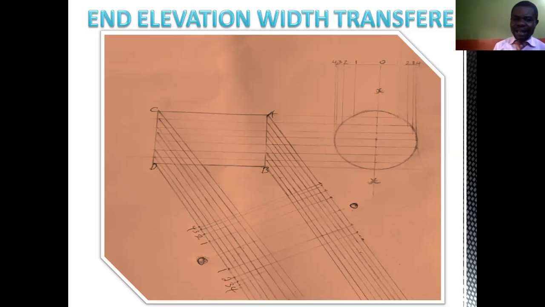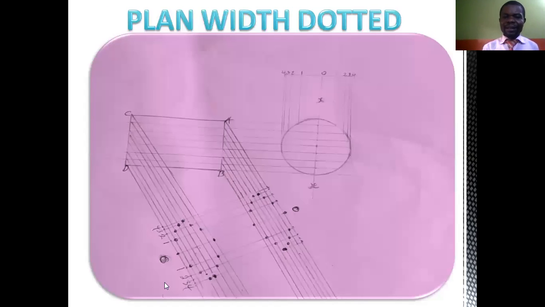You will now see that this line here, as you have it here, this line 1, 0 is meeting 0 here, you put a dot. This one becomes line 1, meeting line 1 here, you put a dot. Then this one becomes line 2, meeting line 2 here, you put a dot. This one is line 3, meeting line 3 here, you put a dot. You also do it to this side.